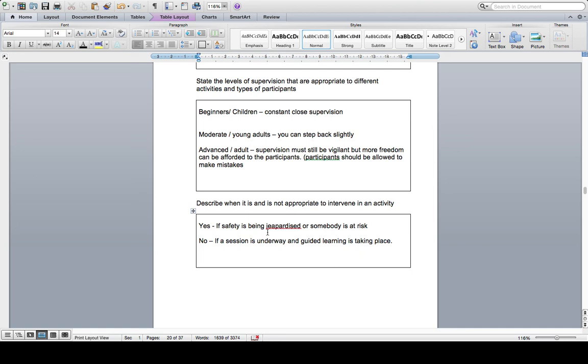The same in the gym. Beginners and children, there's a lot more risk there because they're not used to being in that situation. So you need to stay very close. You need to stay supervised.